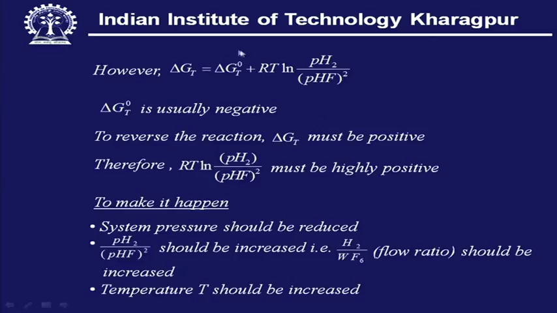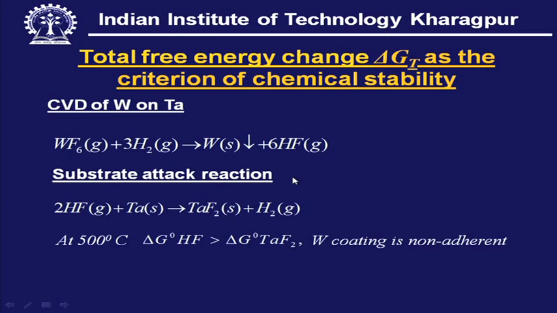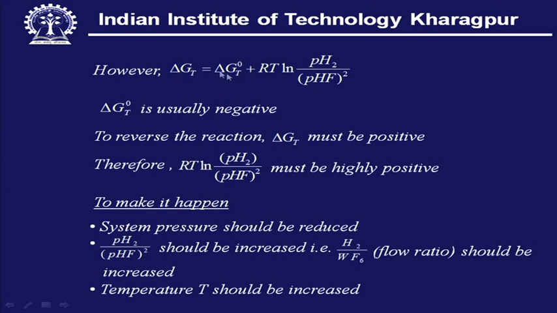What can be done? This is going to be negative as usual, but if we can make this positive, then perhaps this highly positive value and this negative part, their resultant effect may be positive, and in that case we can say that delta G T of the reaction is positive, meaning this reaction cannot go in that direction, and we can protect the substrate against the chemical attack by this hydrogen fluoride. So, this can be prevented by making this highly positive, though the other part is negative, so the whole thing becomes positive.